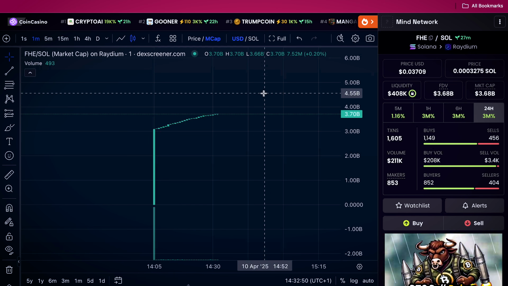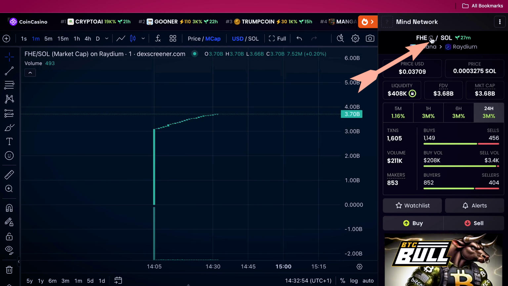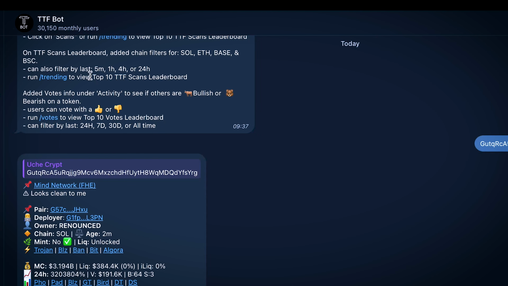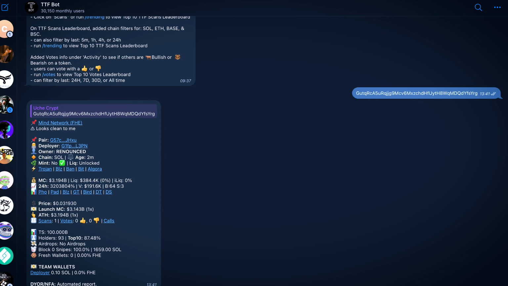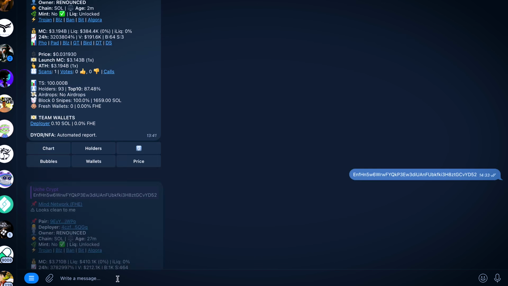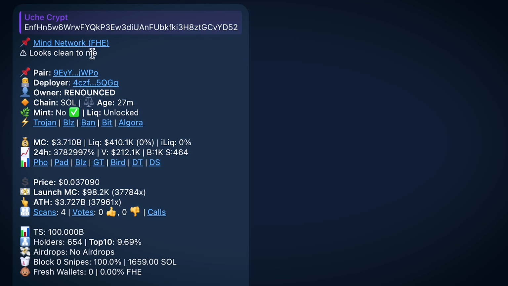I know it because I understand all of these things, but if you want to find out yourself, just copy the contract address by clicking here. You're going to copy it. Now, go to Telegram and search for this bot called TTF bot. You can see it right here. Okay. Now, I'm going to paste the contract address. Now, what do you see? It says looks clean to me, right?